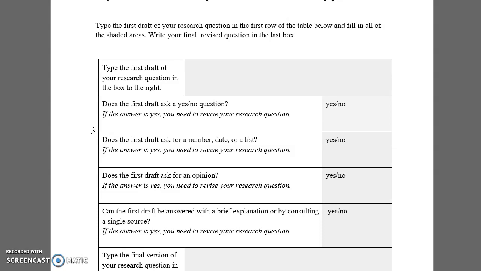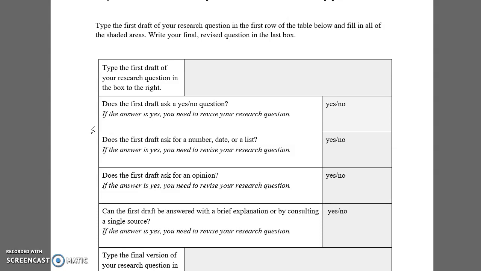So here you're going to go through this set of questions to help you develop your final research question. At the top, you're going to do a draft of your research question, just any question that's related to the topic that you've already listed. Then you follow the steps below. Does the first draft ask a yes or no question? You're going to want to mark yes or no in whatever way that you can, because some people do have problems manipulating this worksheet. You want to answer that question because that is part of your grade, and it's going to help you with this assignment and finding a better research question.